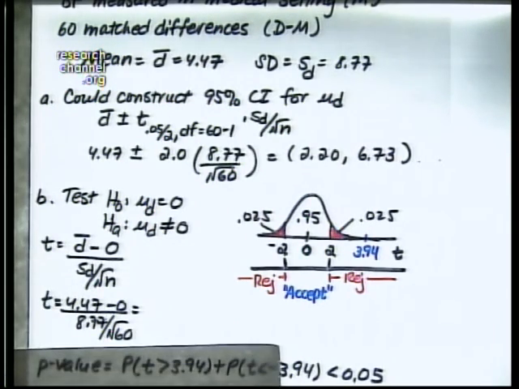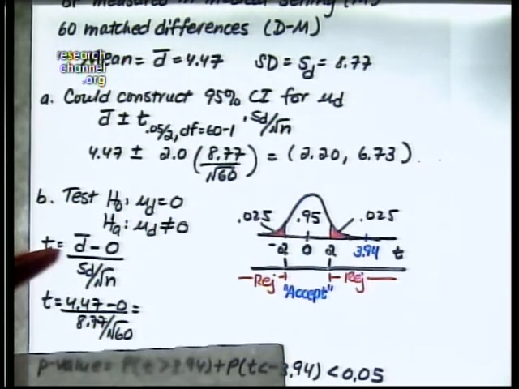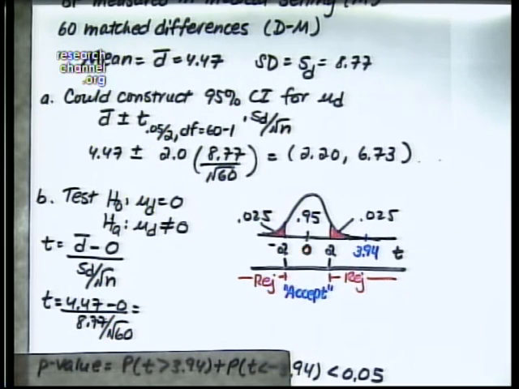So how's that test statistic formed? We take the mean difference, that's our sample statistic, minus the hypothesized value of 0, divide by the standard error of 8.77 divided by the square root of the sample size. And what would we get? What did you get?